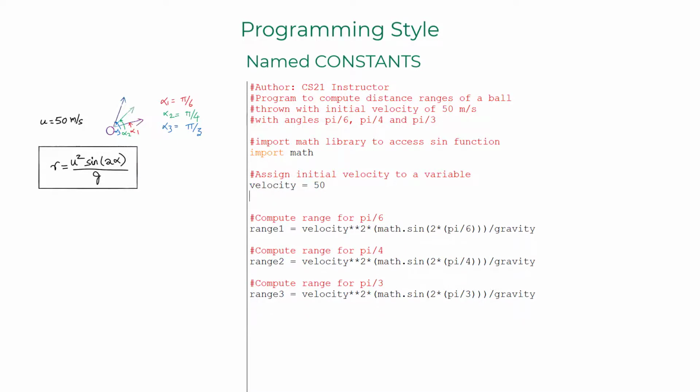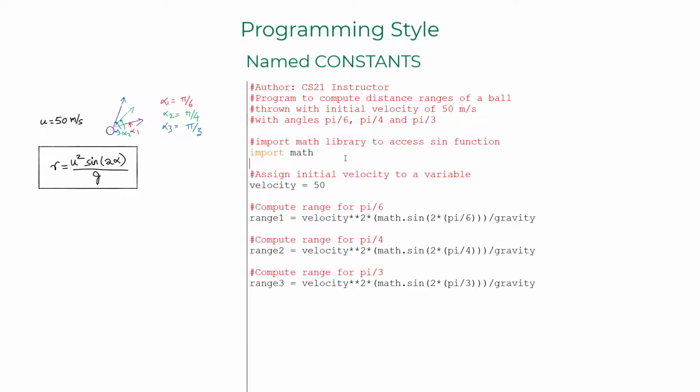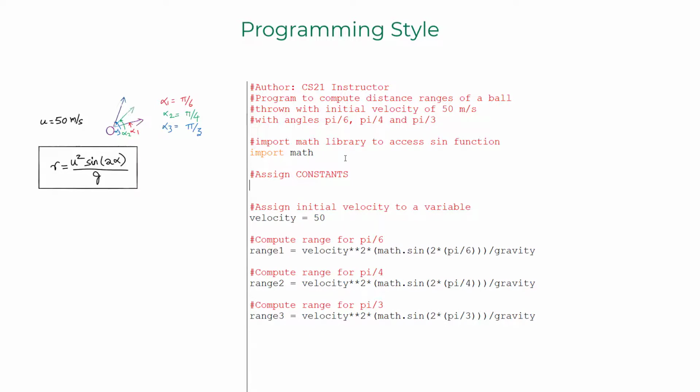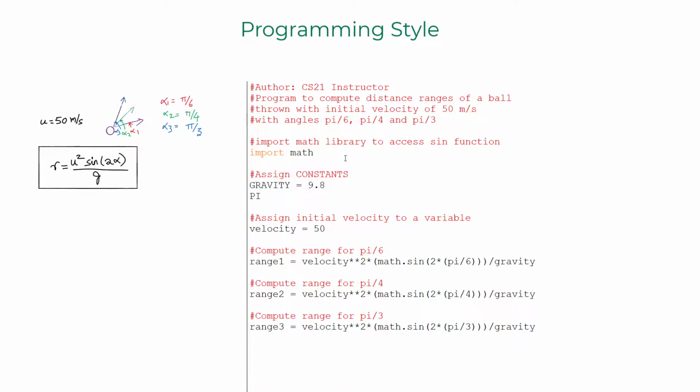A named constant represents a value that cannot be changed during the program's execution. So instead of assigning universal constants like gravity and pi to variables, we might want to assign them to constants. And the way we do it is by writing all the letters in caps. That tells Python that this is a constant. So you can go ahead and change wherever you have used variables for pi and gravity, and convert them to the constants that you initialized at the beginning of your code.